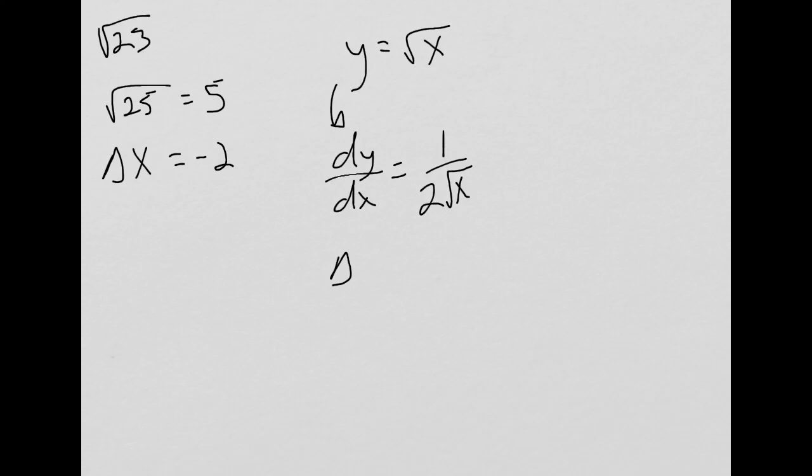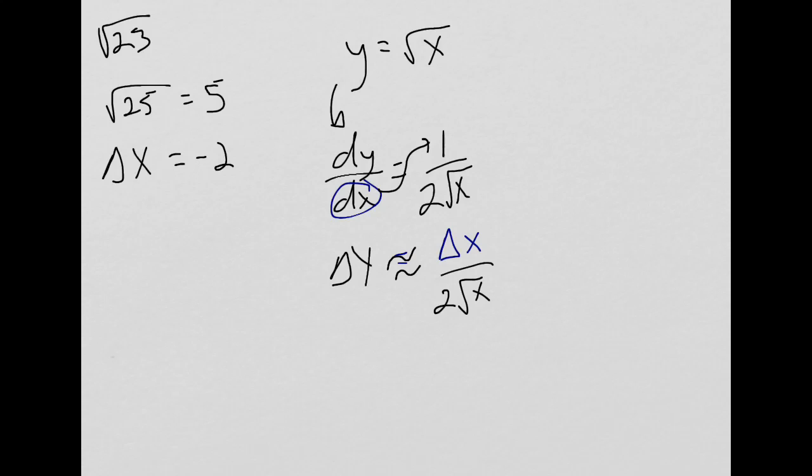So now what I do is, instead of looking at dy and dx, I look at delta y, and I'm going to multiply by this piece right here and write delta x on the end. Then I get delta x on top, and in the bottom I get my 2 root x. So basically I multiplied by this and it showed up here. And this is an approximation.